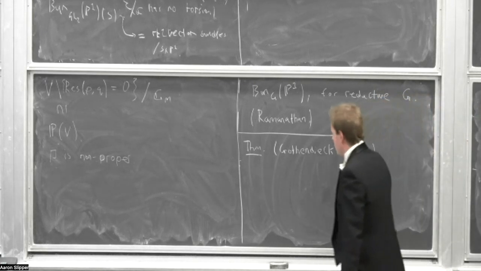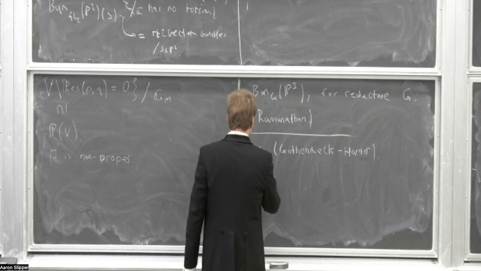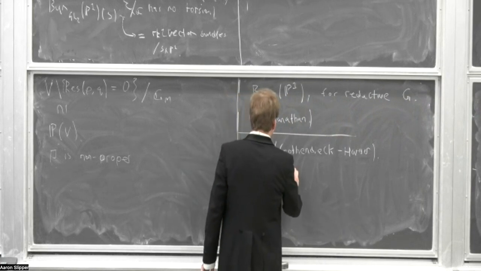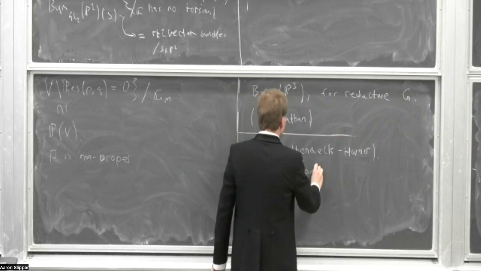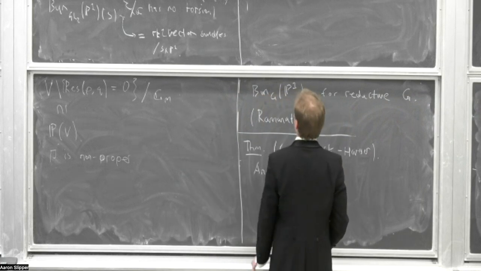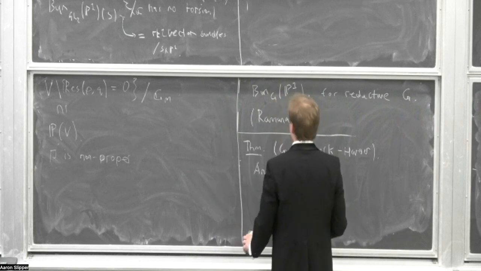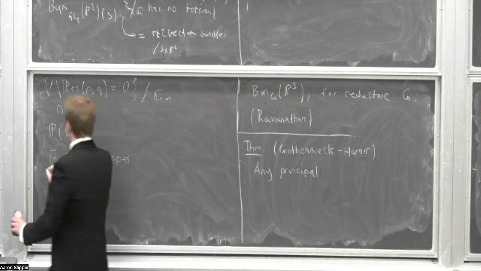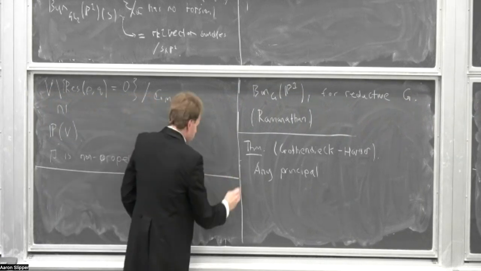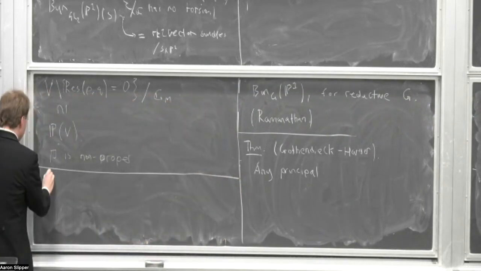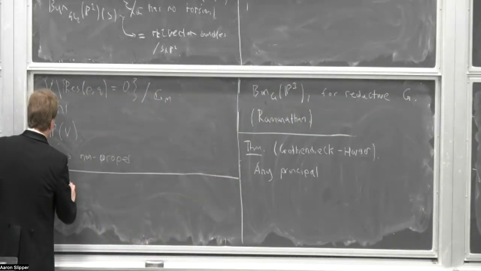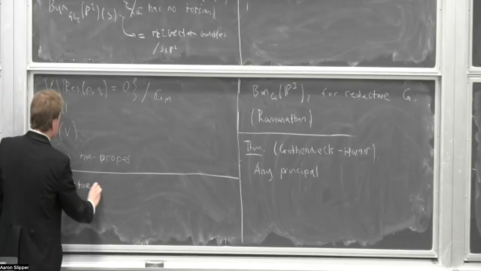So the first thing is any principal bundle. I need to introduce my terms here, so I'll just quickly use this to describe what it is. So G is a reductive group, and we're going to assume it has a split maximal torus.